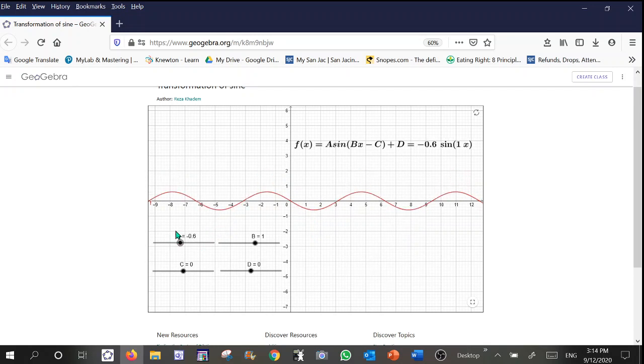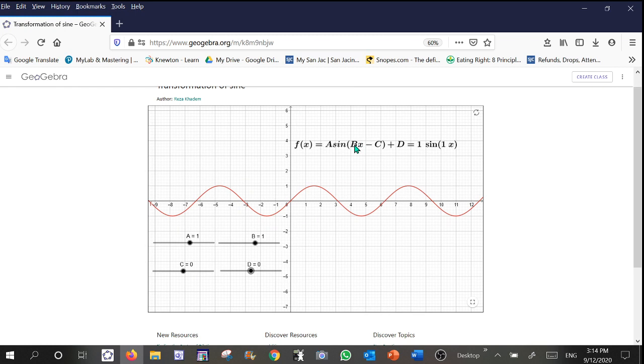So I'm going to put A back to 1, so we don't have any effect on it. If I can make it go back to 1. Here we go. So that's 1. All right. Now, what does D do? Well, D is a vertical shift, you see. It just moves the graph up and down, you see? So that's what D does, very simple. So I'm just going to leave it at 0.